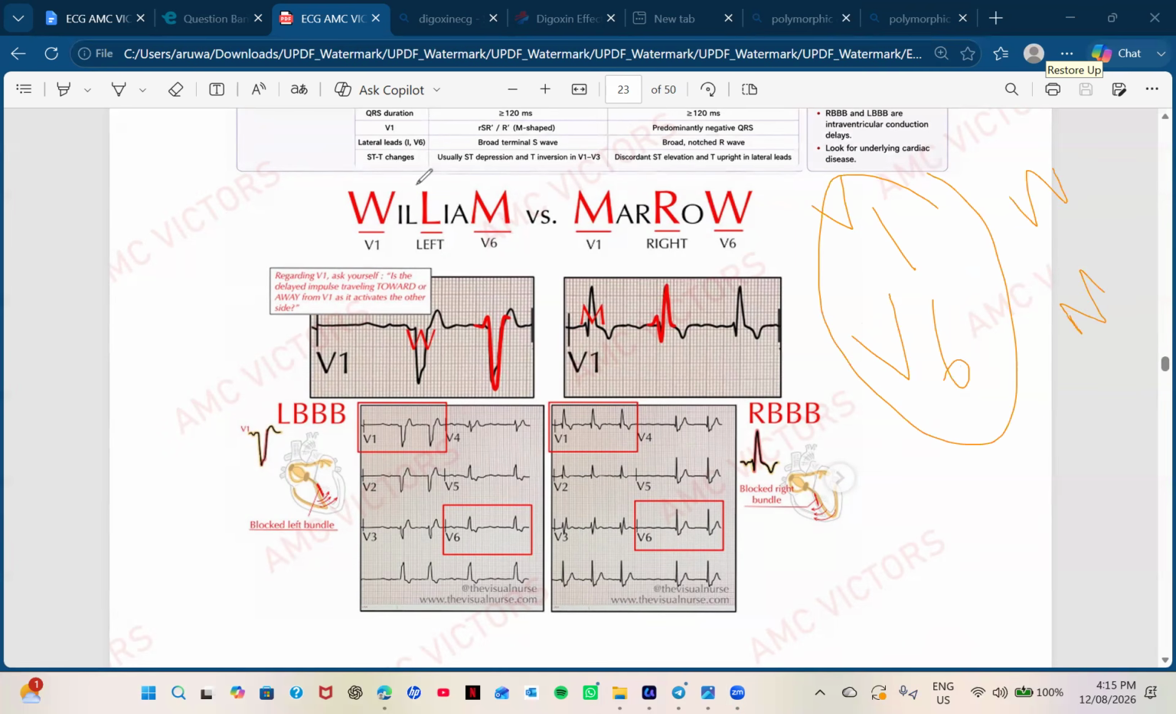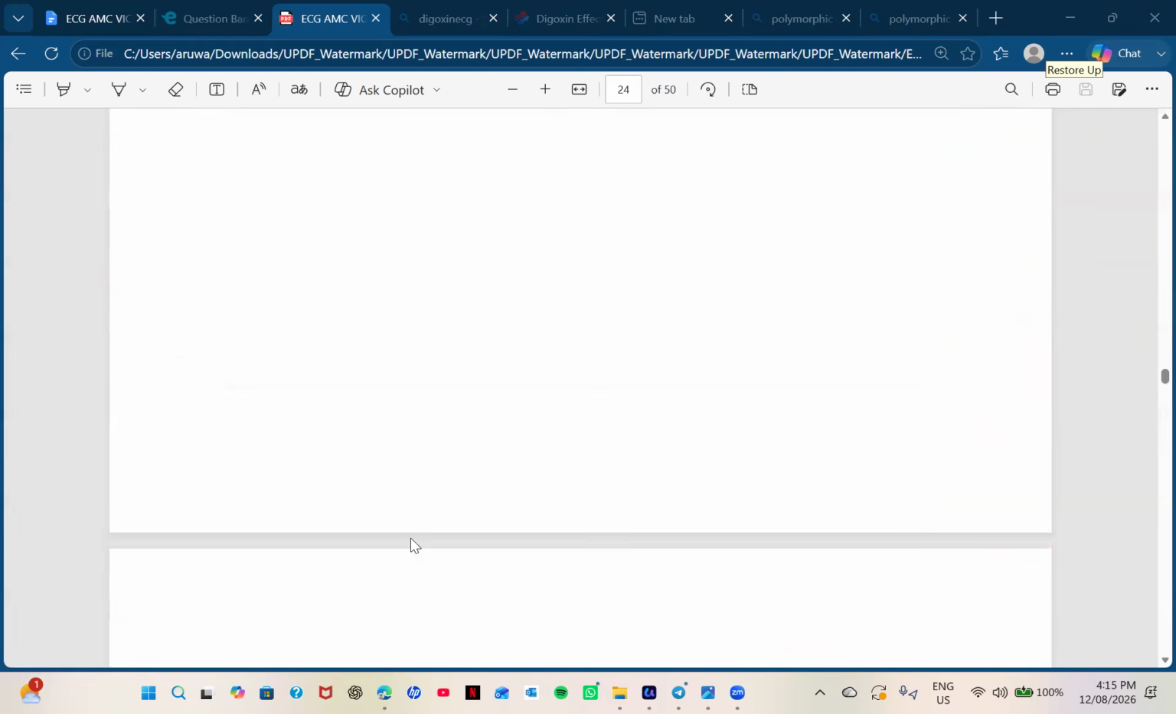Here in William we have L, that means the left bundle branch block, and in V1 we can see not the exact W wave, okay? Usually, can you see like here? This kind of W. So in V6 you can see this kind of M presentation. That's what we call William and Marrow, right? I will show another better picture given in Life in the Fast Lane.